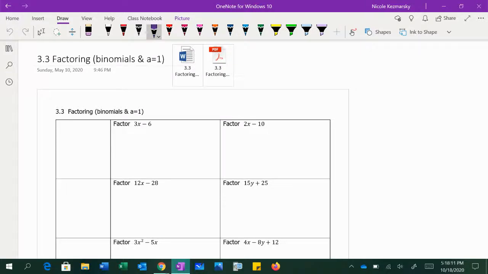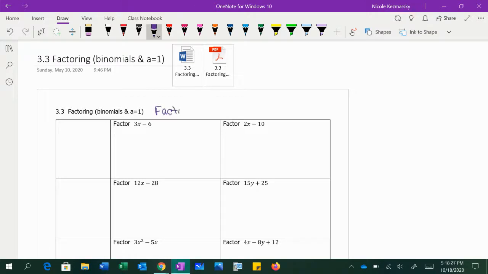This is 3.3 factoring, and we're going to be factoring binomials and trinomials with a leading coefficient of 1. So let's start with factoring binomials and talk about what factoring is. Factoring is dividing. So I'm going to write that up here because that's really important.